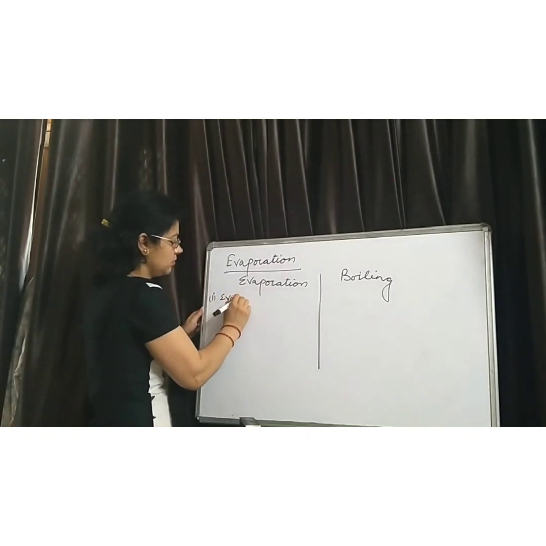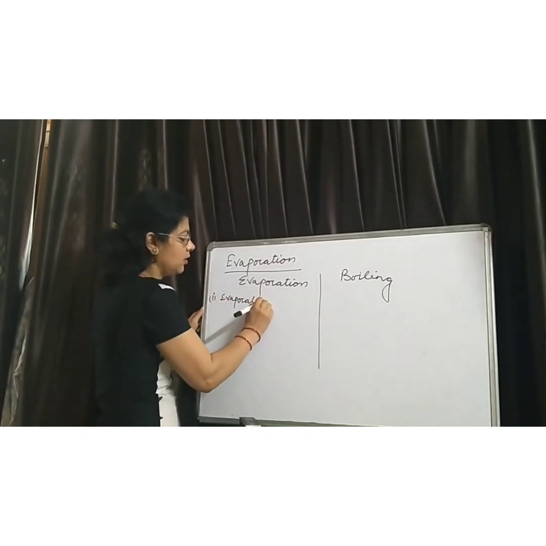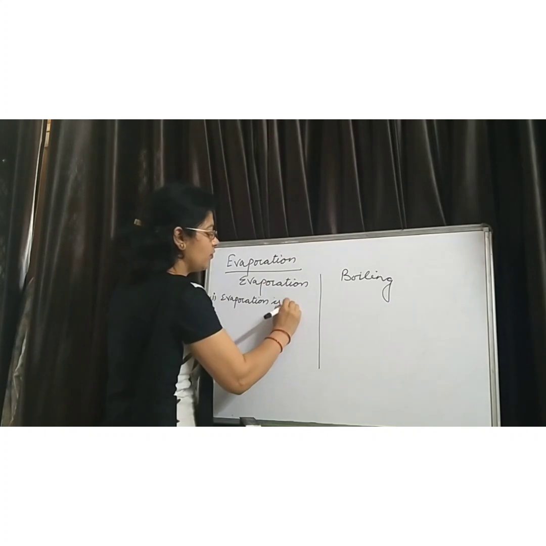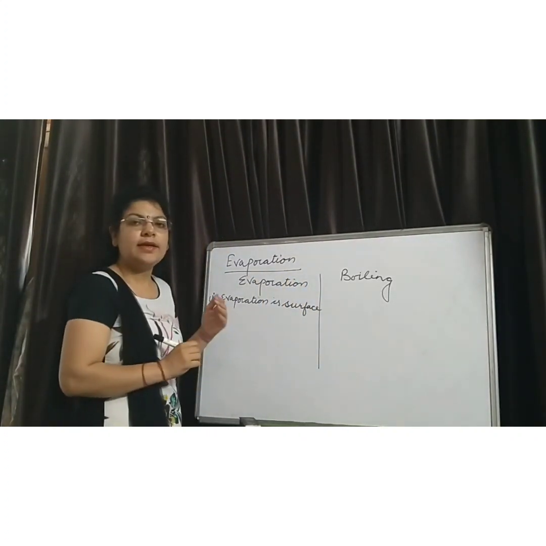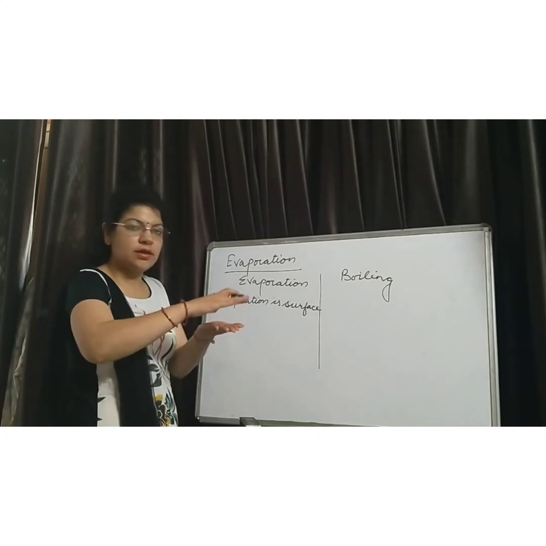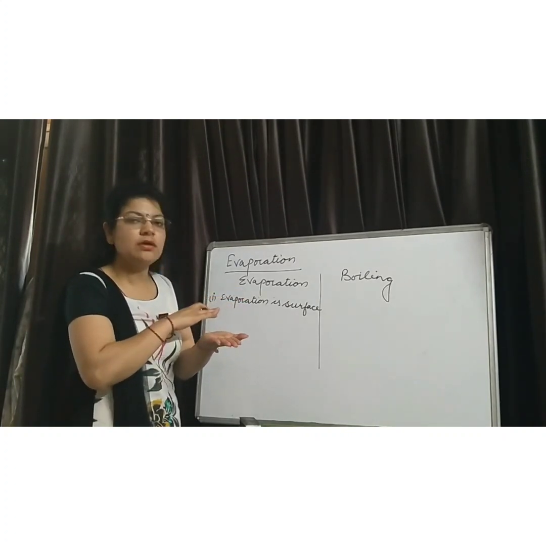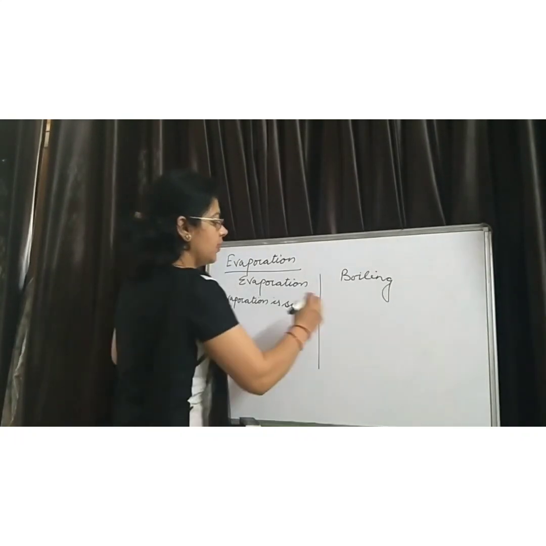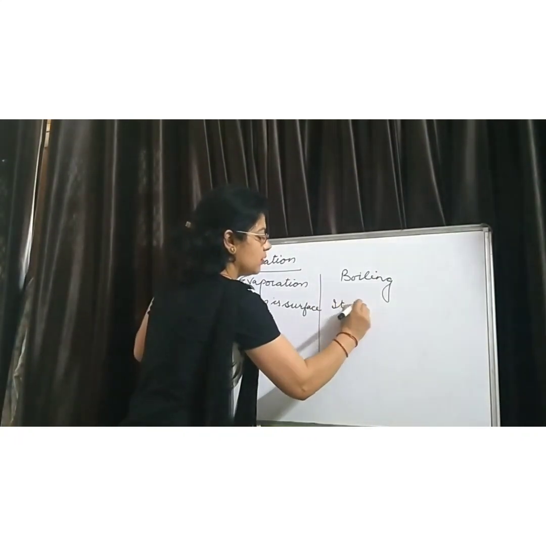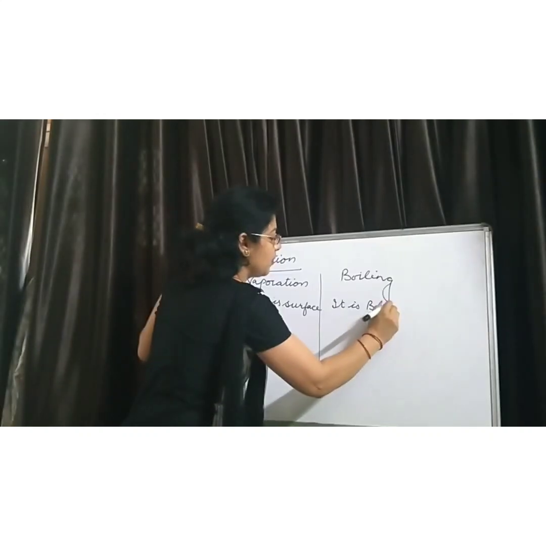evaporation is a surface phenomenon, or it can take place only at the surface of the liquid. And boiling is a bulk phenomenon. What do you mean by the bulk?